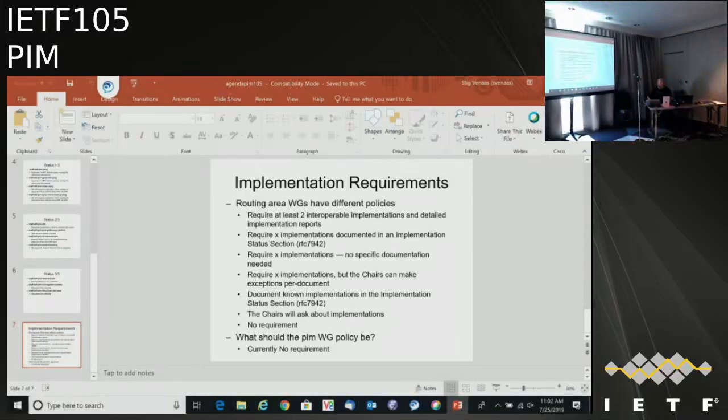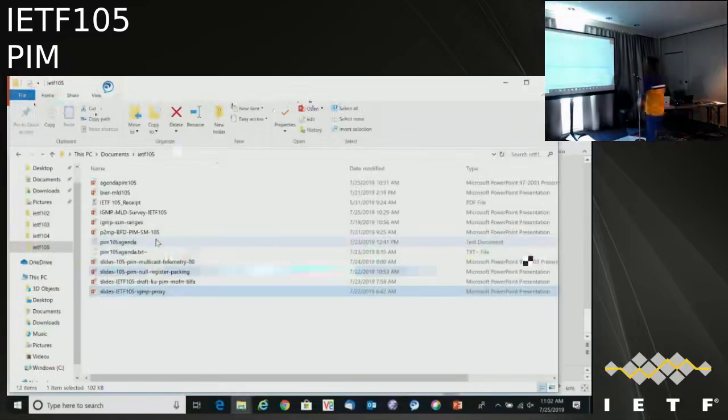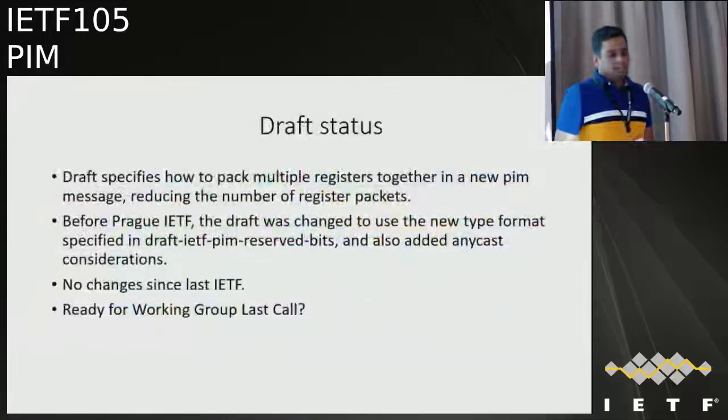Okay, next is RAM key on null register pattern. Good afternoon, everyone. Thanks for the opportunity to present the draft. So the draft had been presented in multiple IETFs before. In a nutshell, the draft speaks about how to pack null registers in a single message whenever possible. A couple of additions were done before in the Prague IETF, but after that there are no more additions. So we are looking at whether it is ready for working group last call.